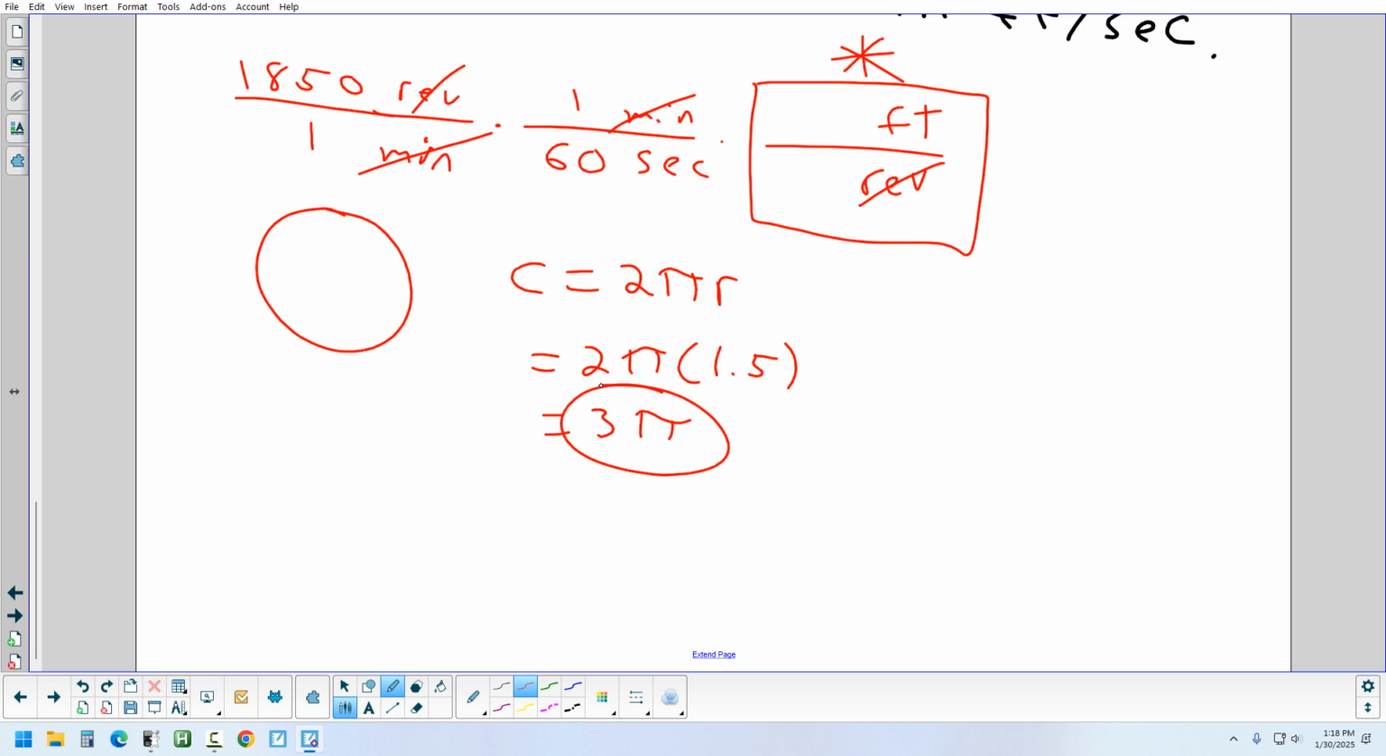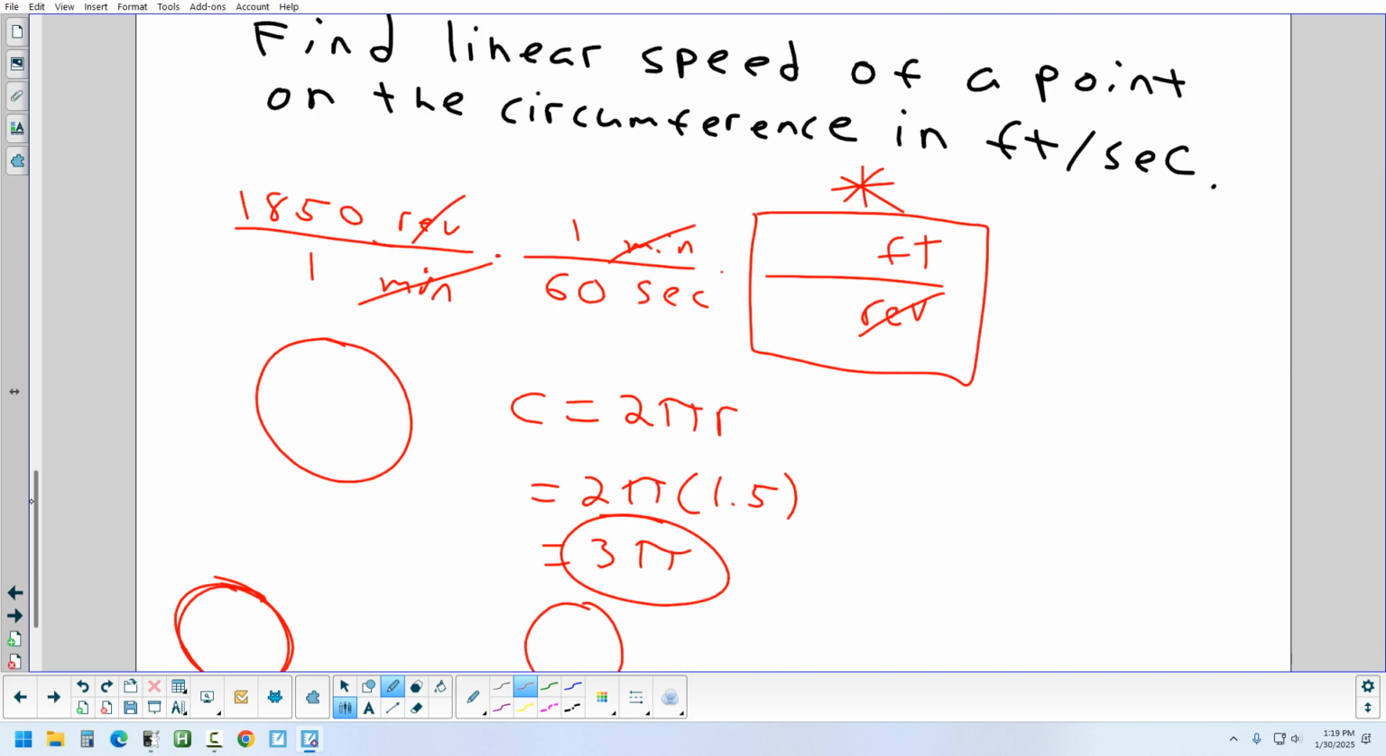Another way you could think of it, pretend you had the tire on the ground and you put a marker on it. Roll the tire along the ground until that mark is back on the ground again. The distance that the tire rolls is the circumference of the tire. So there are that many feet in one revolution. All right, let's do that up.